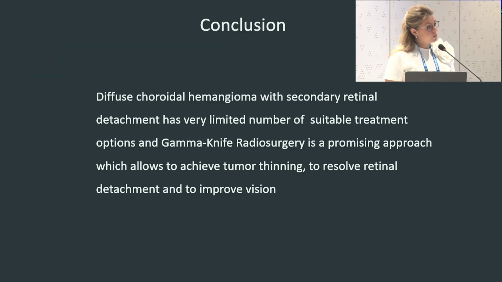So in conclusion, we'd like to say that diffuse choroidal hemangioma with a secondary retinal detachment has a very limited number of suitable treatment options, and gamma knife radiosurgery is a promising approach which allows us to achieve tumor thinning, to resolve retinal detachment, and to improve vision. Thank you.